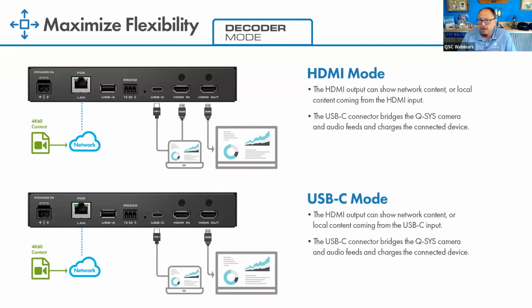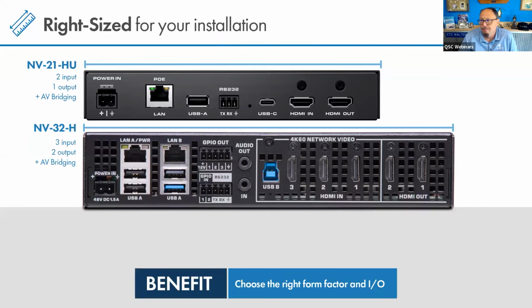And then when we go into decoder mode, the HDMI output can show network content, right? So it's going to bring a stream in from the network. And then you have the ability here, when you're in decoder mode, to have one monitor out, and then you could have local connections, and HDMI and USB-C can be separated like that. Or you can connect in USB-C, and that will be a local output as well. So it will be a local source for the output in decoder mode.